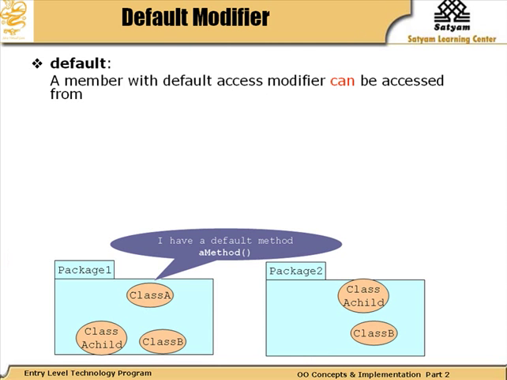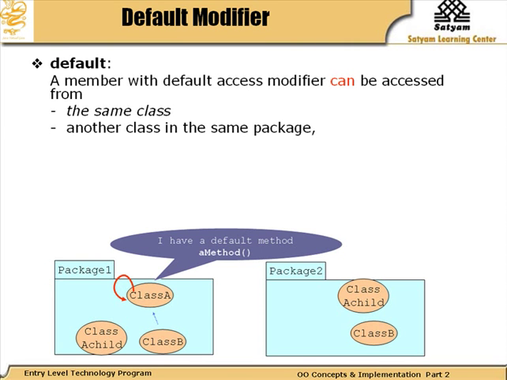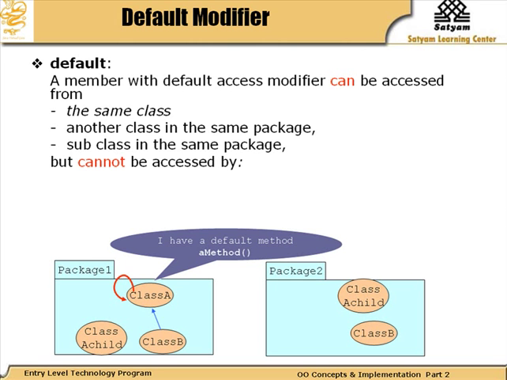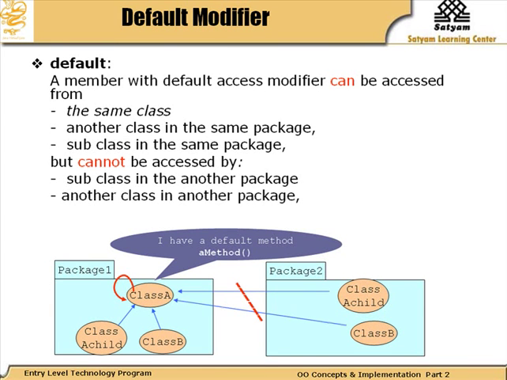Default modifier. A member with default access modifier can be accessed from the same class, another class in the same package, a subclass in the same package, but cannot be accessed by a subclass in another package and also a non-subclass from another package.